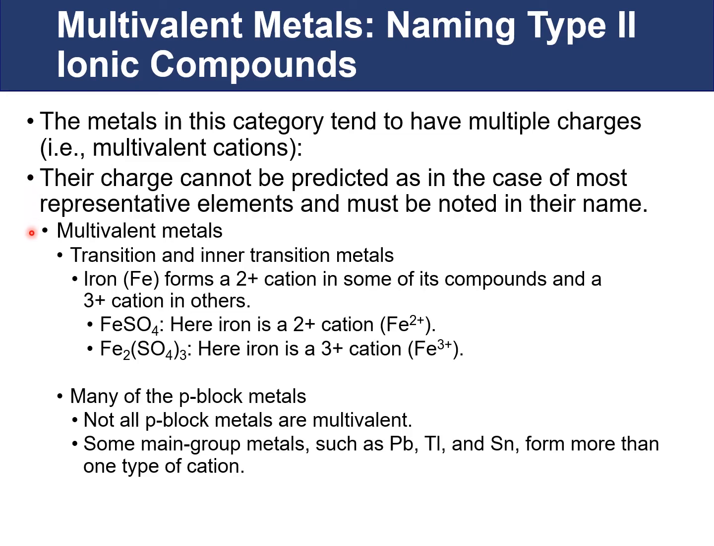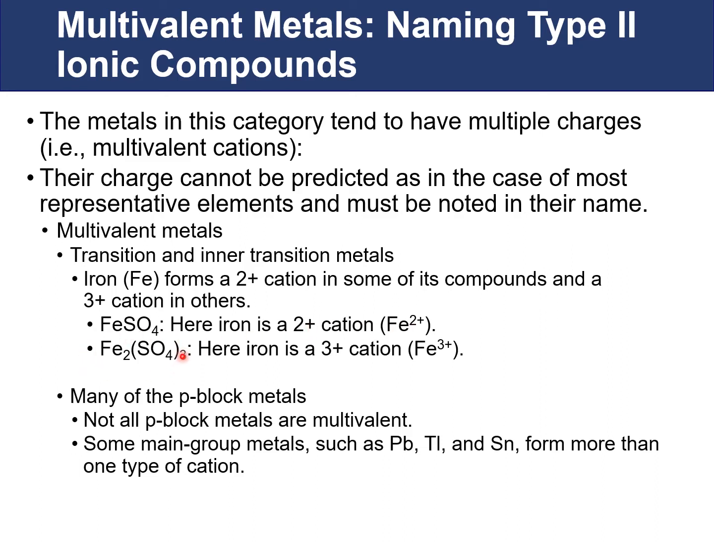So for multivalent metals, these are typically the transition and intertransition metals. Iron, for example, can form a +2 with some compounds or a +3. As we will see in a subsequent video dealing with polyatomic anions, the iron here is going to have a +2 because, as we will see, this SO4, which we will call the sulfate ion, ends up having a -2 charge. So we can tell that the iron here has a +2 because the sulfate ion always has a -2. So because the sulfate has a -2 and it's a 1-to-1 ratio of the SO4 to the Fe, we know that the Fe, the iron, has a +2 charge.